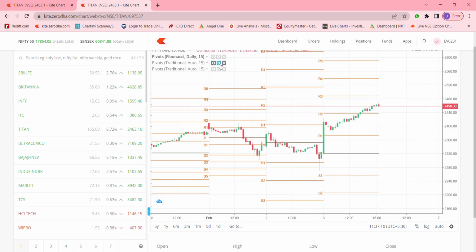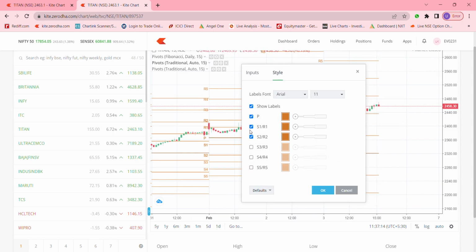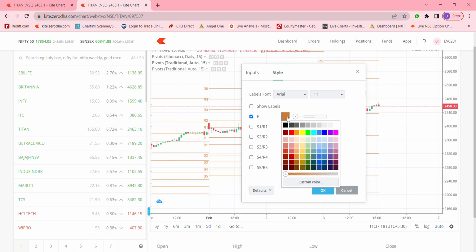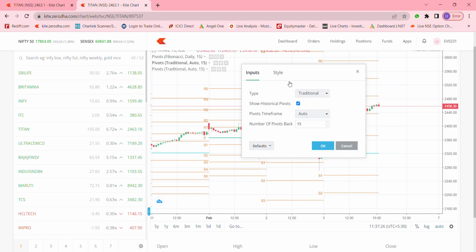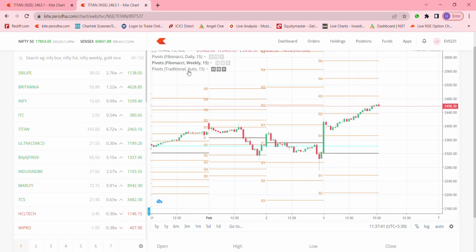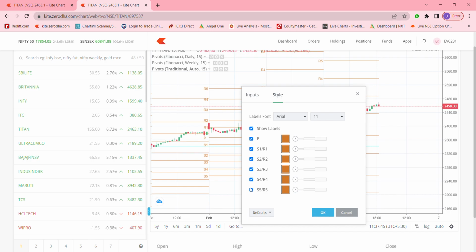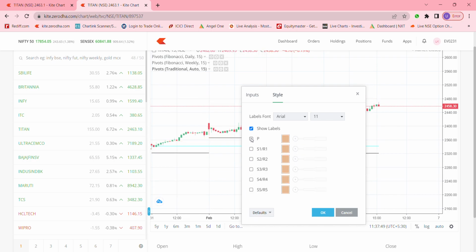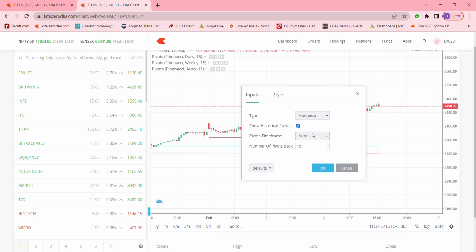In the second pivot which we have selected, again we will remove these support and resistance indicators, and for this I want to select light blue. In the settings we will again change traditional to Fibonacci, auto to weekly. In the earlier one we selected daily, and in this pivot we will select weekly. Now in the third one again we will do the same settings, and let us make its color deep brown. The type of pivot is Fibonacci, and the time frame we will select here is monthly.